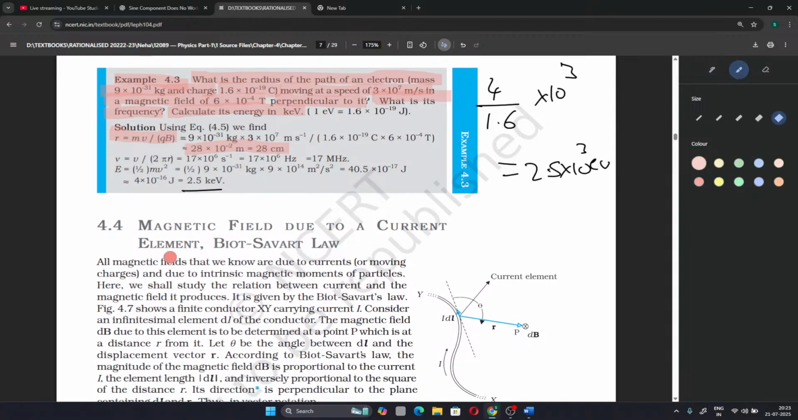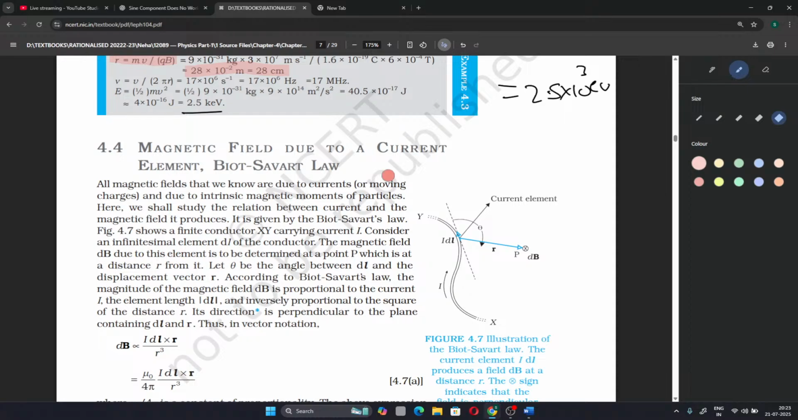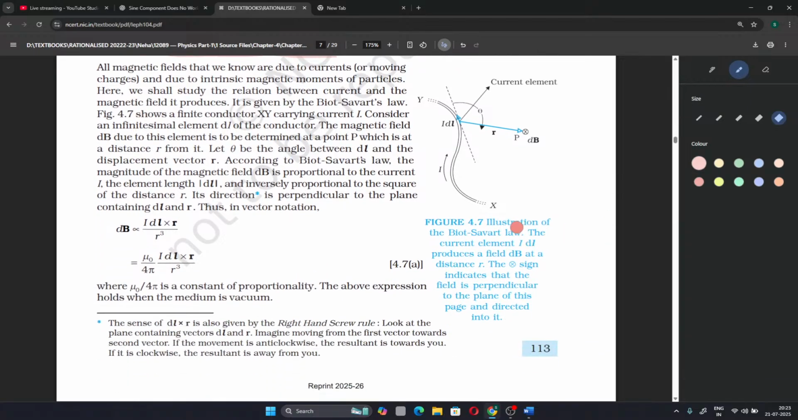Let's go to the next main topic, that is magnetic field due to a current element, that is the Biot-Savart's law. Let's see the illustration first. Figure: illustration of the Biot-Savart's law. The current element I dl produces a field dB at a distance r. The x sign indicates that the field is perpendicular to the plane of this page and is directed into it.